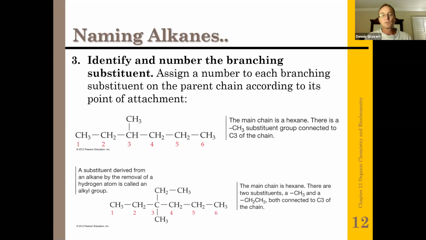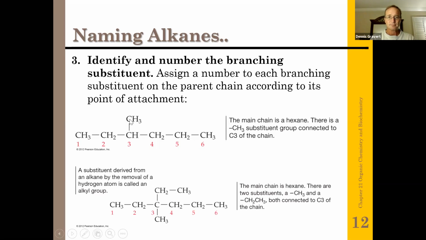Okay, so we found the parent, the longest chain. We numbered it, and now as you go down the parent, you need to identify those branches and name them. You also have to give a little number to say where off the parent they are branching from. So we've got a chain of 6 here, and the name of that is hexane, one of the 10 alkanes. Off of carbon 3, there's one more carbon.